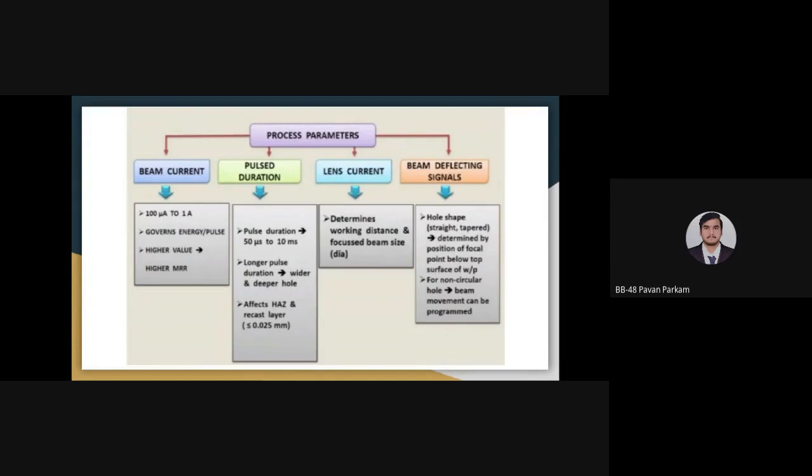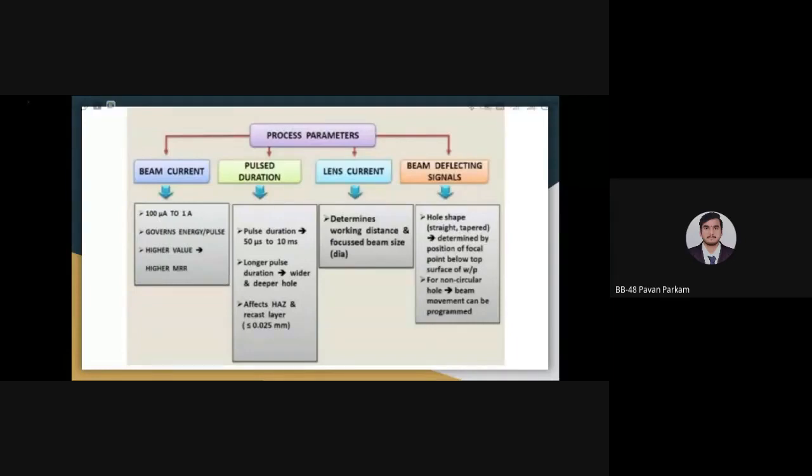Due to that, the dimension of the recast layer in laser beam machining is around 25 micron. That recast layer will be generated due to the higher pulse duration.